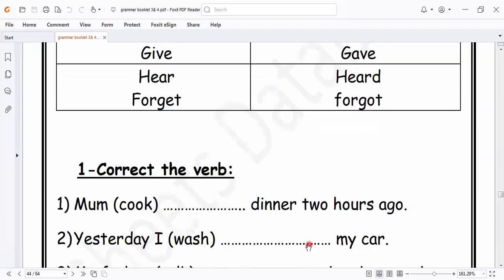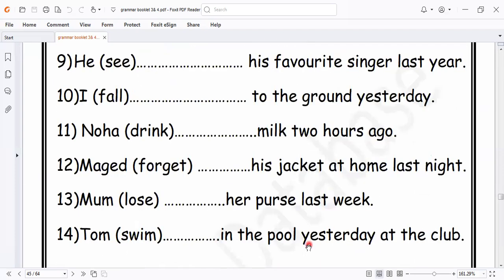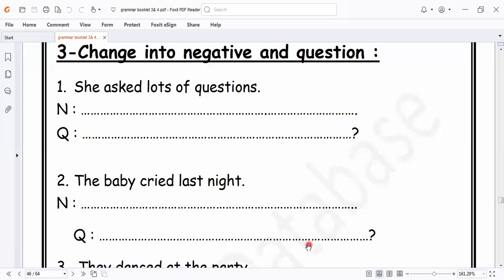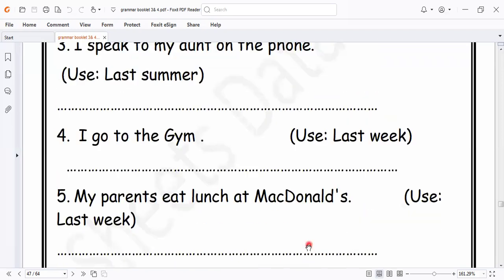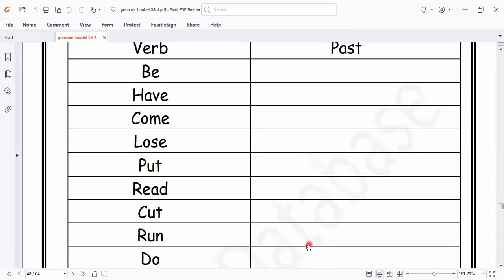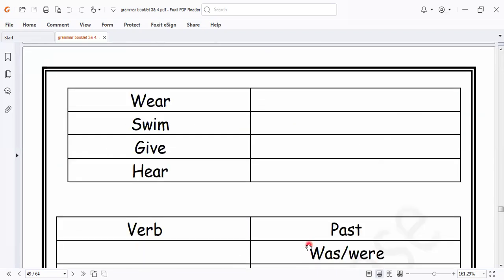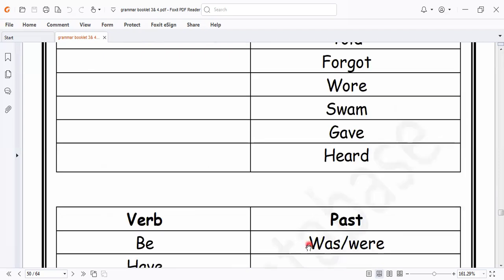Let's go. Here is the exercise. I answered this exercise before. You can return to the video and watch how we answered it. Let's go to another one.